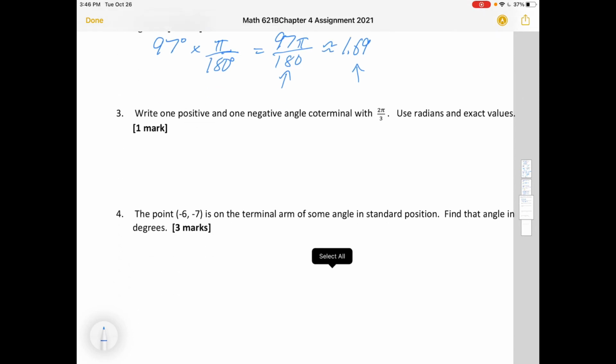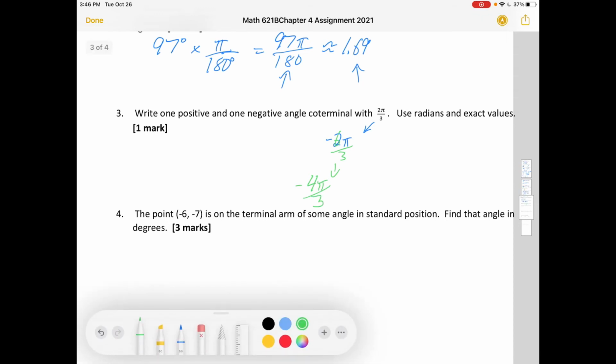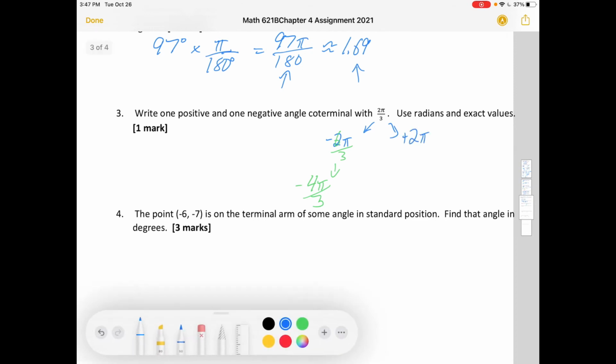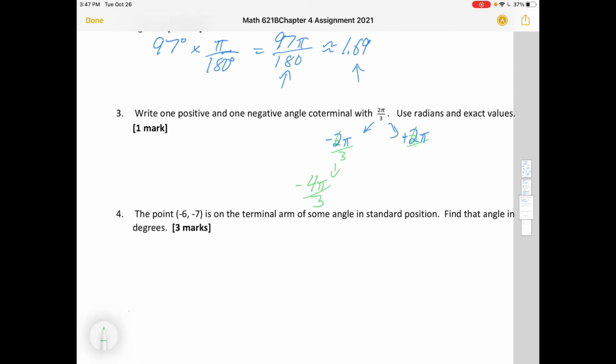Write one positive and one negative angle coterminal with 2 pi over 3. So if you want to find one in the negative direction, we can just subtract 2 pi from this. And I'd think of that 2 pi as 6 pi over 3. So what's that going to give us? Well, it's going to give us negative 4 pi over 3. Over here, if I add 2 pi to it, because that's just adding a revolution, again, I'll think of that as adding 6 pi over 3, just to get a common denominator, and I get 8 pi over 3.